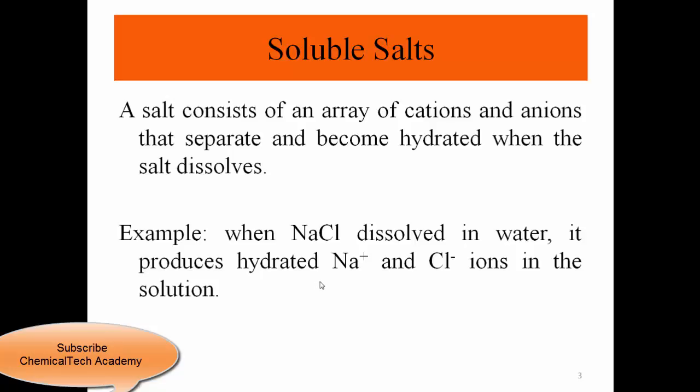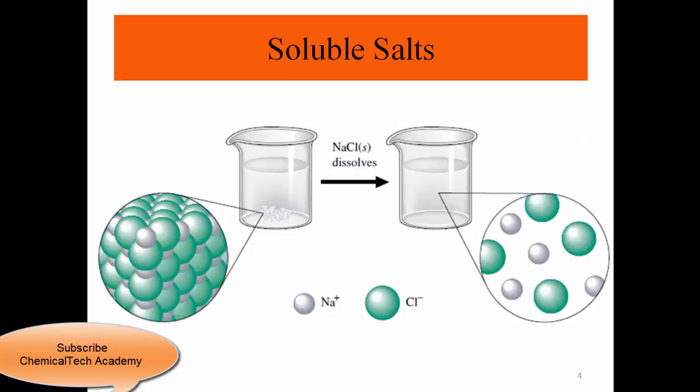Soluble salts. A salt consists of an array of cations and anions that separate and become hydrated when the salt dissolves. For example, when NaCl dissolves in water, it produces hydrated Na+ and Cl- ions in the solution. As you see here, when we dissolve it in water, it separates into different ions, cations and anions. And it's hydrated, which means they are surrounded by water molecules.